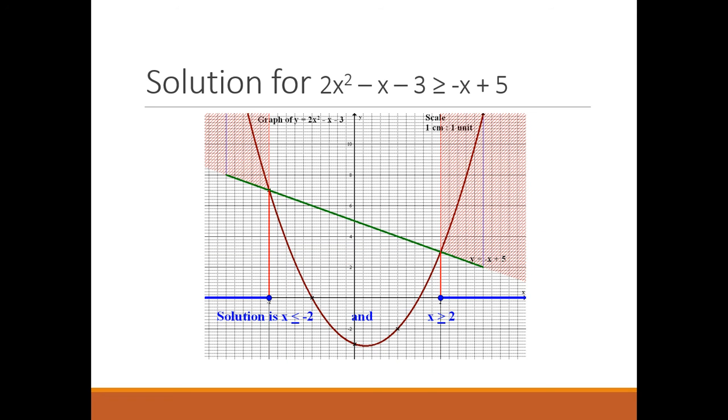All right, and this is another solution in which we are doing the shading of the same function when we say 2x squared minus x minus 3 is greater than or equal to minus x plus 5. And so this solution would be our data set.